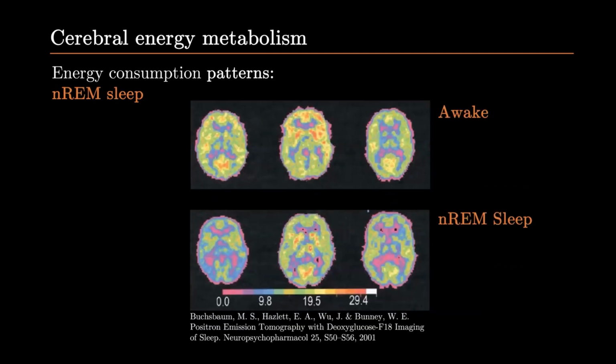Another example is about different states of consciousness. We know, for example, that in the wakeful human brain, there's a certain level of energy consumption in certain brain regions, whereas in non-REM sleep, which is a sleep state where we don't dream, these patterns are changed and the brain consumes less energy.